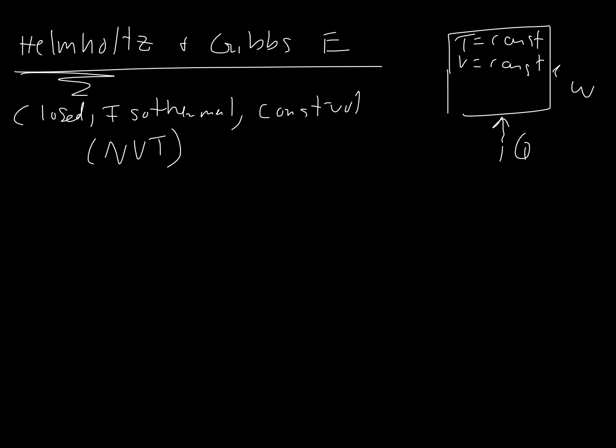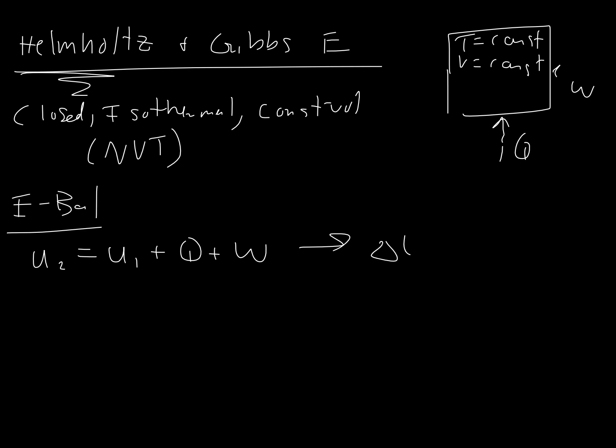Okay, so if we do the energy balance for this system, we have U at state 2 is equal to U at state 1 plus Q plus W. So this is basically just a rearranged form of what we did as the integral form of the expression. Or we could also write this as delta U is equal to Q plus W. Let's do an entropy balance as well.